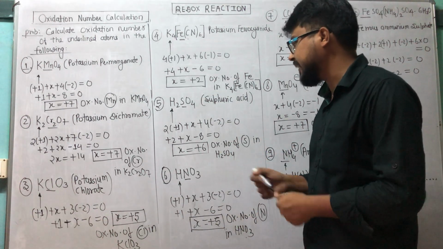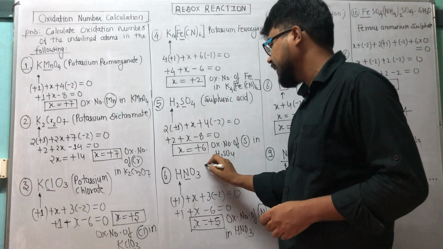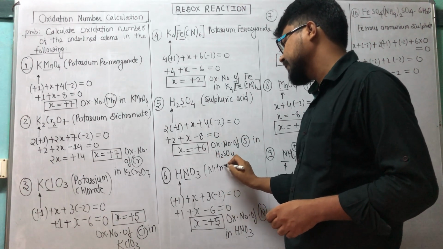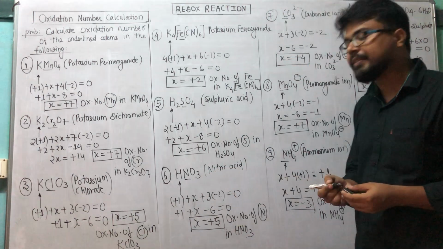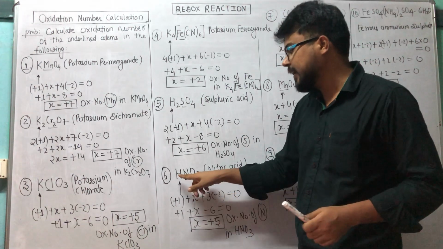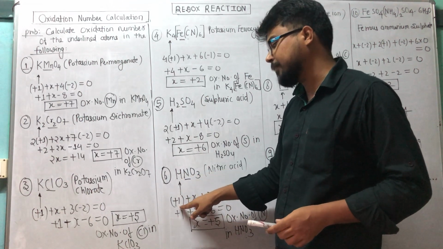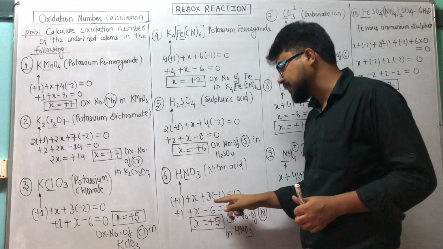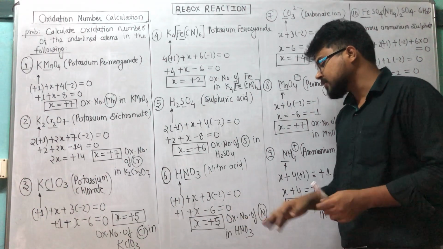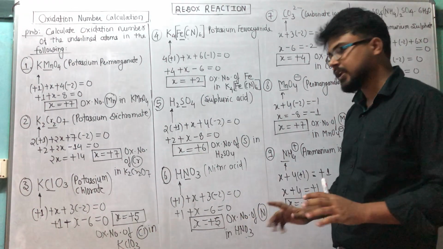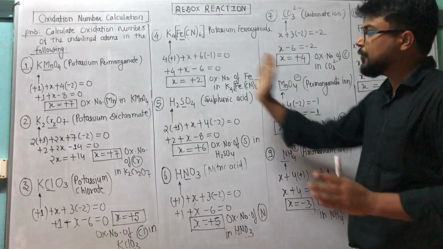Next is nitric acid. H2SO4 sulfuric acid. HNO3 is what? It is nitric acid. So I have to calculate oxidation number of nitrogen in nitric acid. So again, H is connected with non-metal, that's why +1 +x +3 -2 equal to 0. Answer is x equal to +5. So it is what? Oxidation number of N in HNO3. So students, it's all about neutral cases.